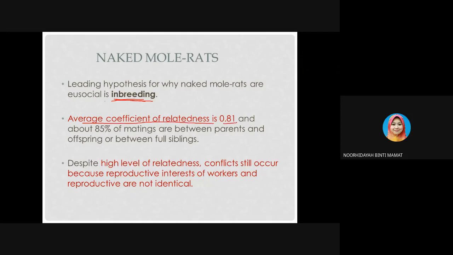The average coefficient of relatedness is 0.81, and about 85% of matings are between parents and offspring or between full siblings. This results in inbreeding in the naked mole rat. Despite the high level of relatedness, conflicts still occur because the reproductive interests of the workers and the reproductive are not identical.